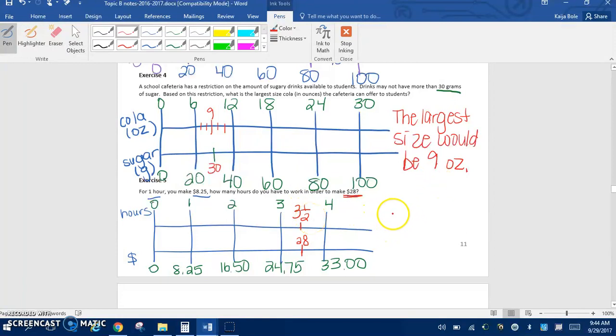So we would say that you would have to work at least 3.5 hours. That is it for lesson 12, double number lines, and we will do some more examples in class.